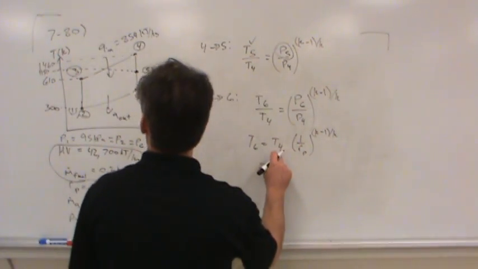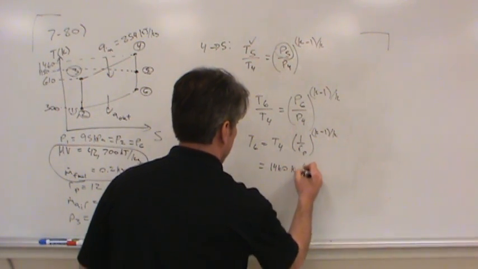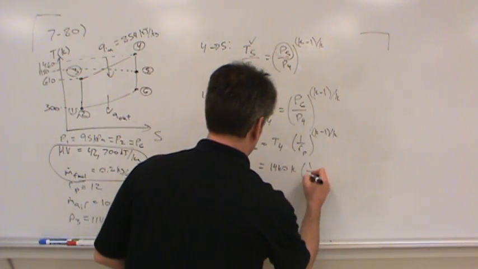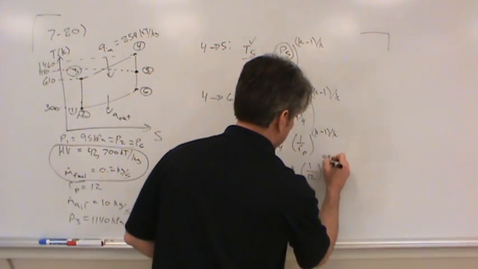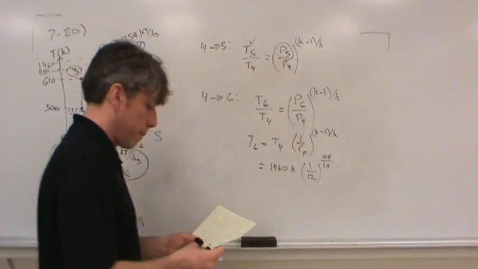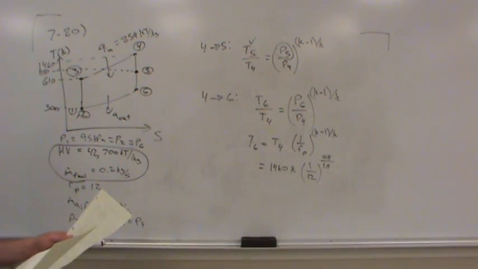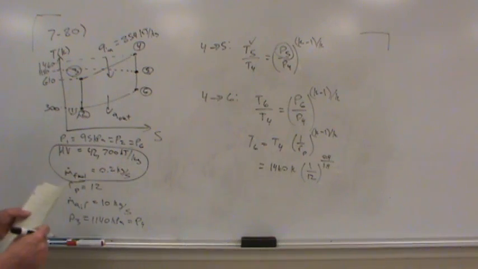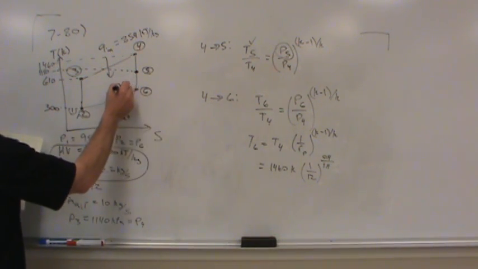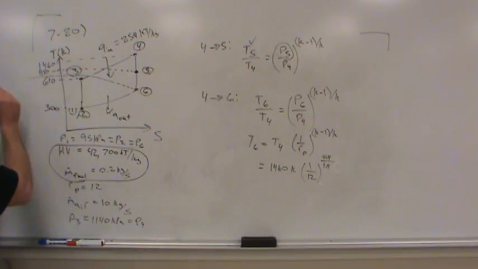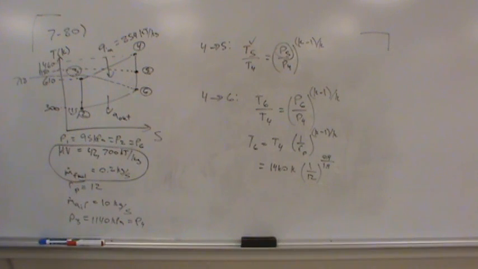So the temperature in state 4 we found was 1460 Kelvin. The pressure ratio was 12, so we need 1 over 12, and 0.4 over 1.4. All right, so if we plug all of that into our calculators, we'll find that the temperature in state 6 is 718 Kelvin or so.